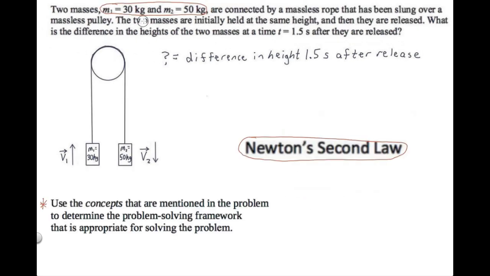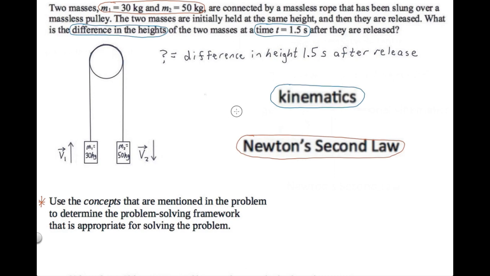The problem refers to the concept of mass, which fits into a Newton's second law problem-solving framework. The problem also refers to the concept of time and to the difference in height, which is a type of distance. Time and distance do not fit easily into the Newton's second law equations. Instead, time and distance fit into the kinematics problem-solving framework. So, we expect to use both the Newton's second law problem-solving framework and the kinematics framework to solve this problem.